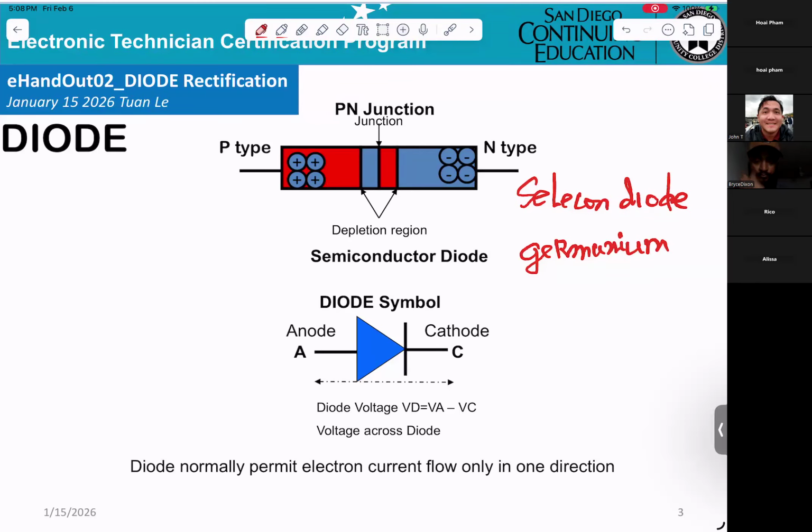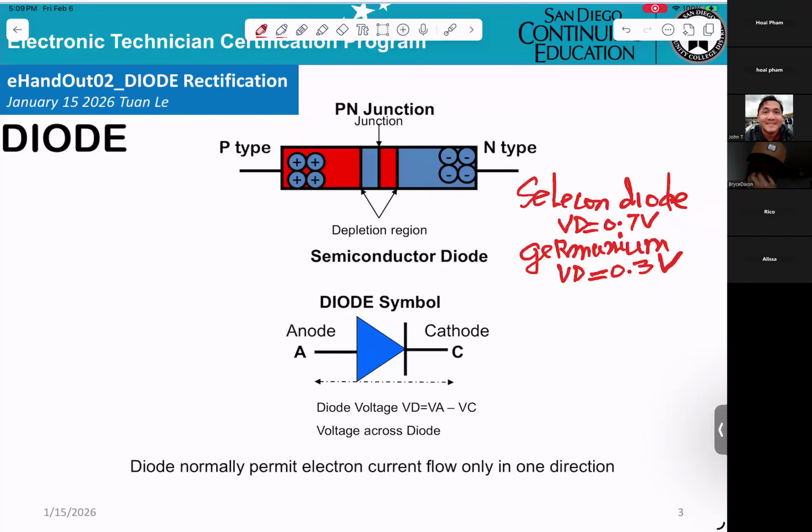For silicon diode, the voltage VD is 0.7 volt, germanium VD is 0.3 volt. Normally they're using a silicon diode.